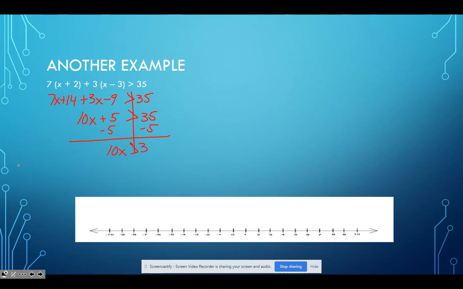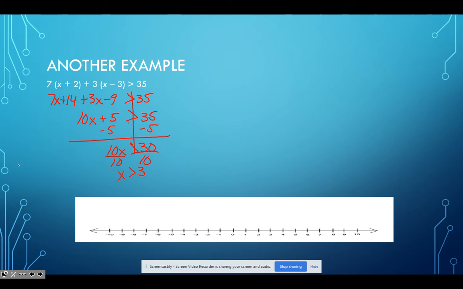And I'll divide by 10. No sign switch here because, again, I'm dividing by a positive number. So x is greater than or equal to 3. No, I'm sorry, it's not greater than or equal to. I was jumping the gun. It's just greater than. So x is greater than 3.